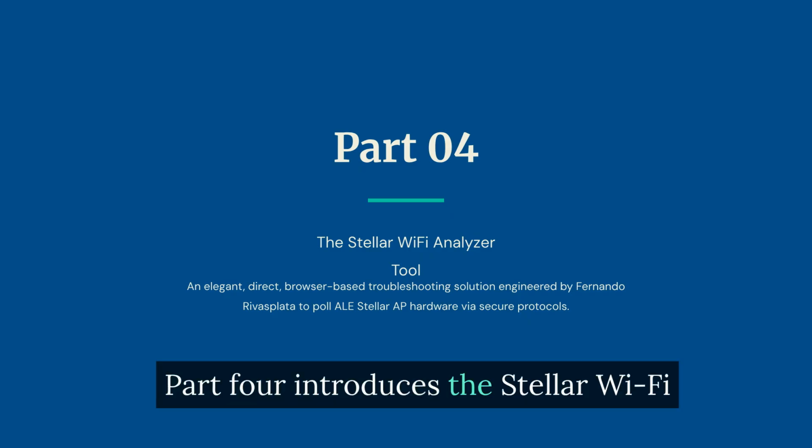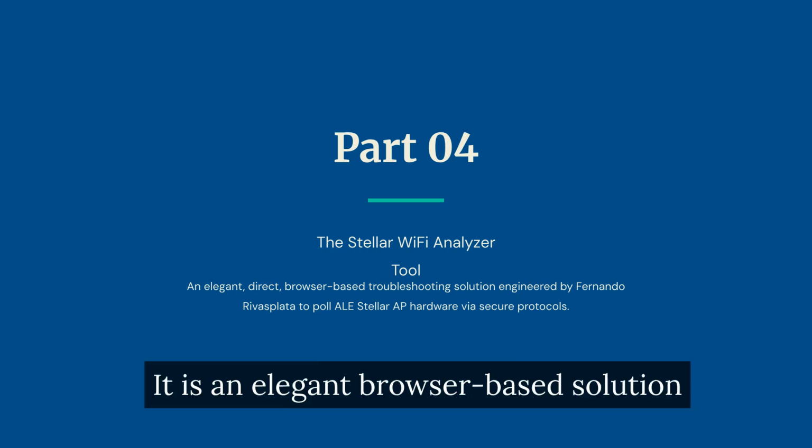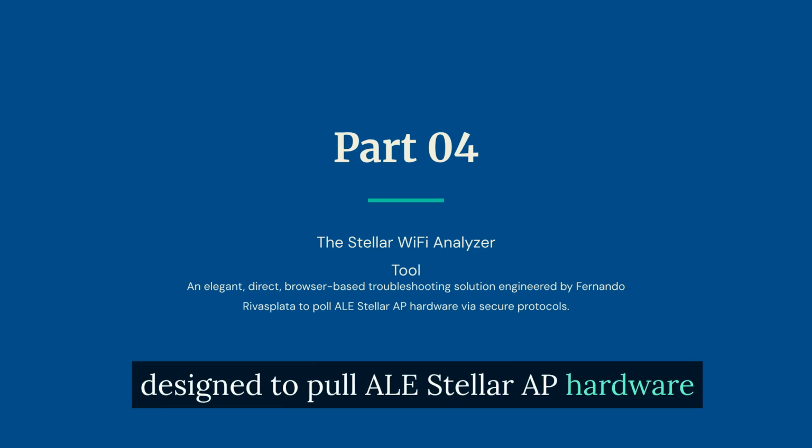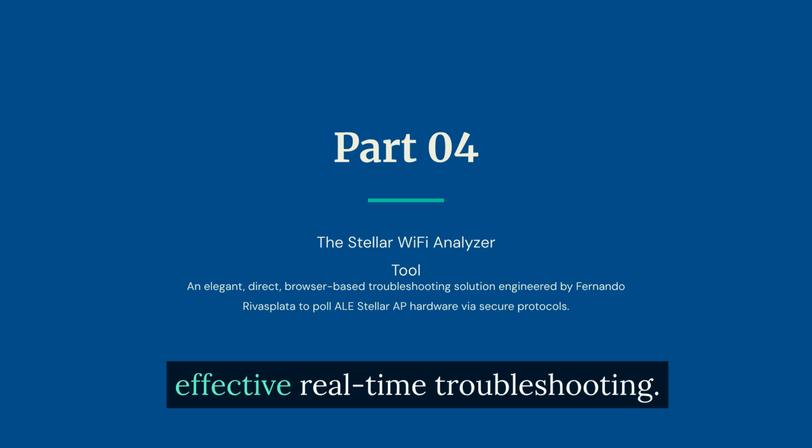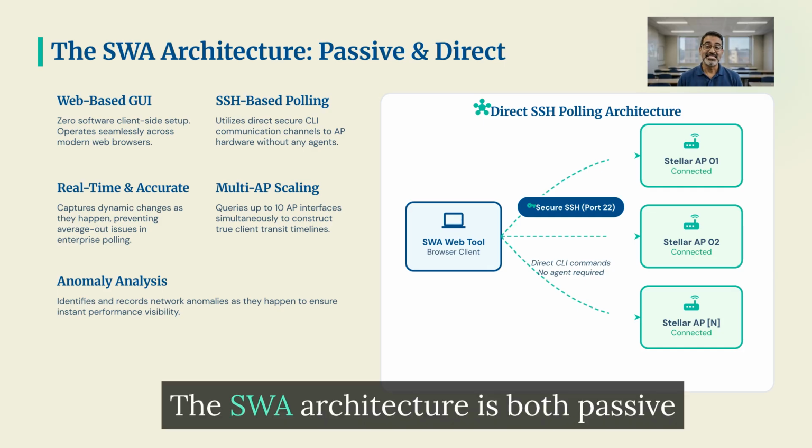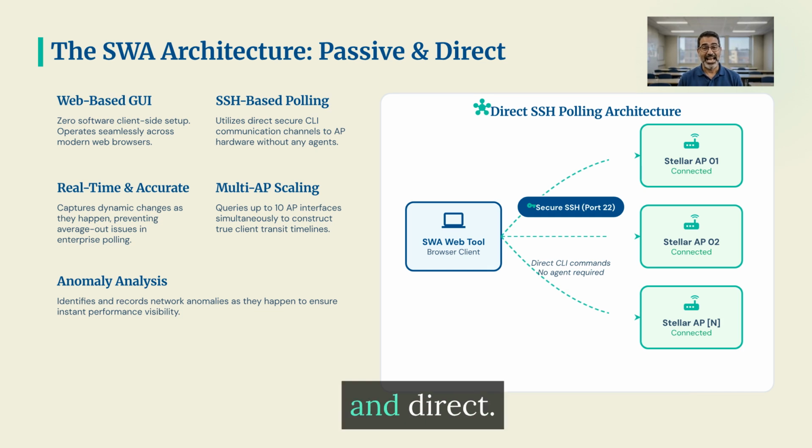Part 4 introduces the Stellar Wi-Fi Analyzer Tool. It is an elegant, browser-based solution designed to poll ALE Stellar AP hardware directly using secure protocols for effective, real-time troubleshooting. The SWA architecture is both passive and direct.